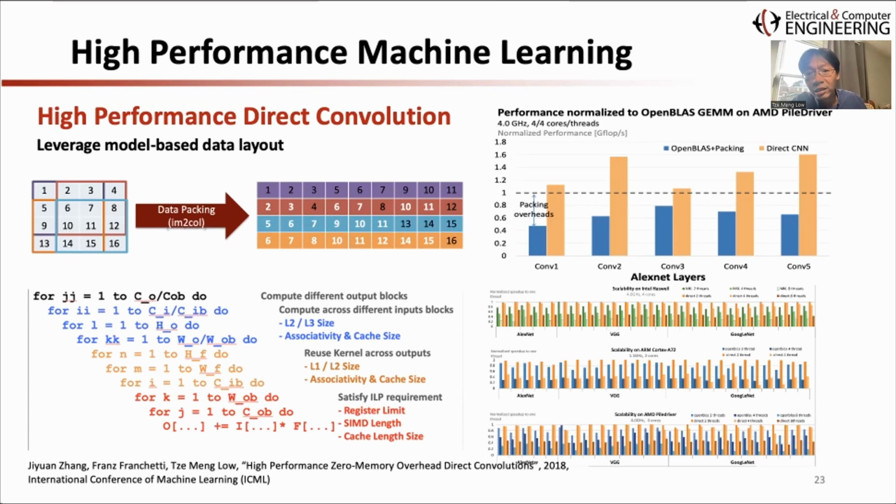So in other words, the analytical model gave us a different way of doing convolutions without the additional memory or the need to cast it into matrix multiply, right? And we get good performance and things like that. I'm not going to go too much into it.